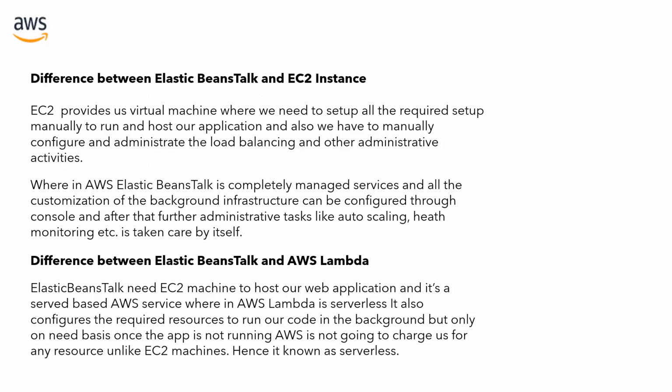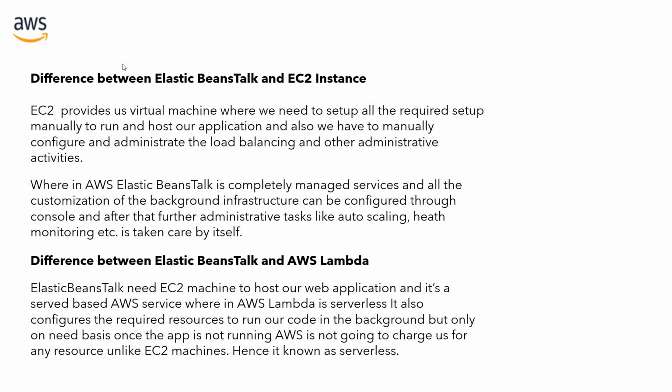But with Elastic Beanstalk, from the console itself, you need to define whether you need the database, and in which language you have written your web application. Accordingly, Elastic Beanstalk itself automatically configures the required EC2 machine and all the capacity for your application to run, okay. So AWS Elastic Beanstalk is a managed service and EC2 instance is not managed. We ourselves have to manage that as per our requirement, okay, that is the primary difference.